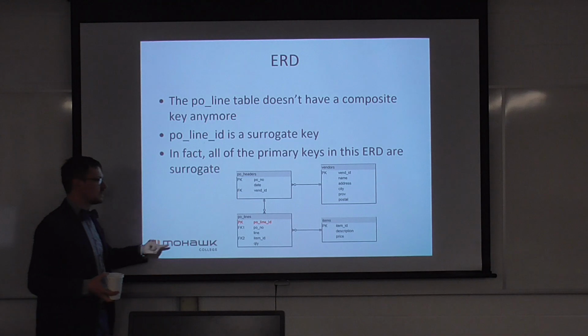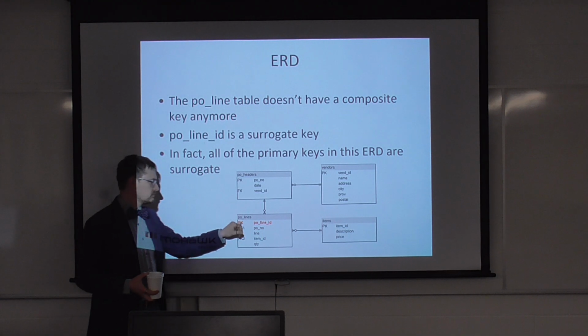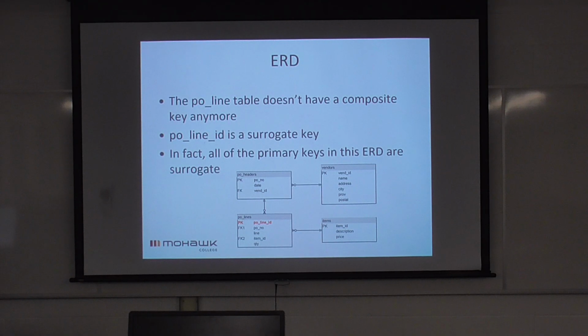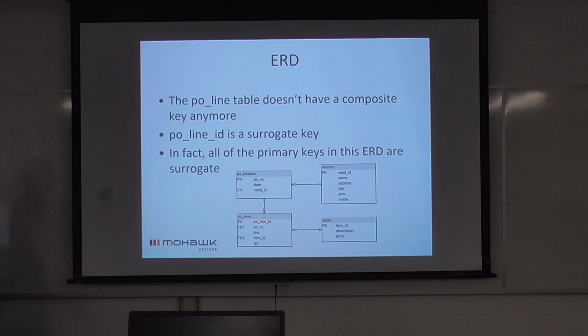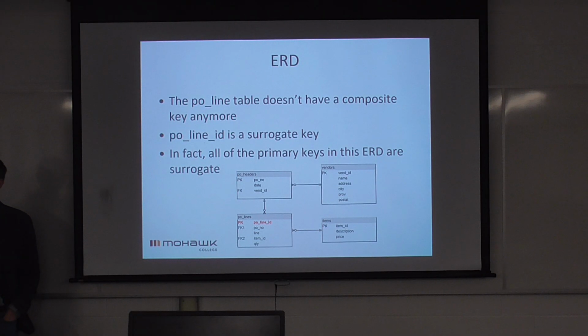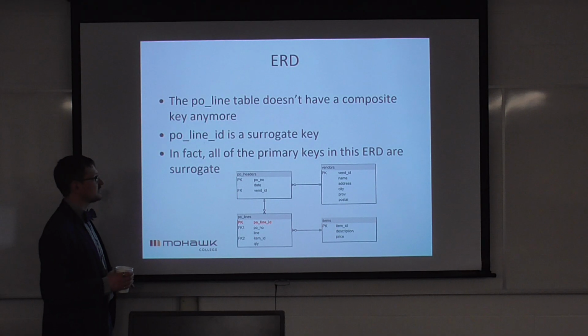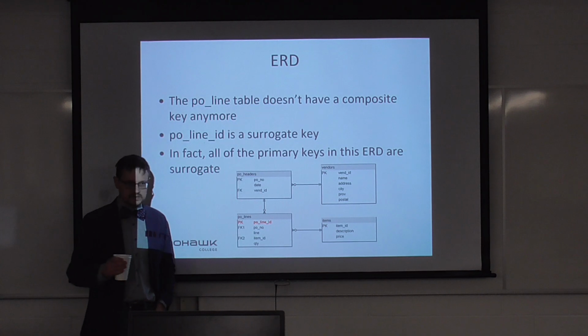Putting that into the ERD, there you have it. The PO line table doesn't have a composite key anymore. PO line ID is a surrogate key, but still, just because you've slightly fabricated a series of numbers doesn't mean you can't use it for very useful operations. In fact, all of the primary keys in this ERD are surrogates. So let's consider that for a moment.